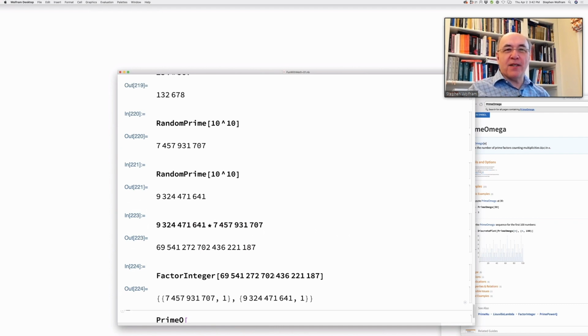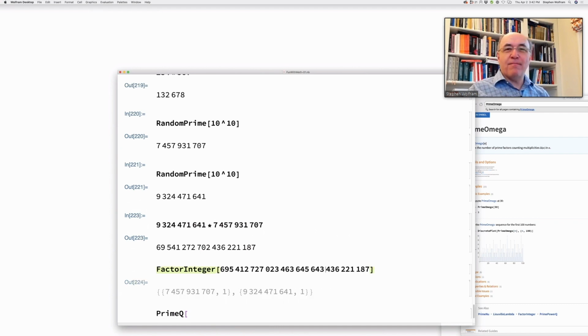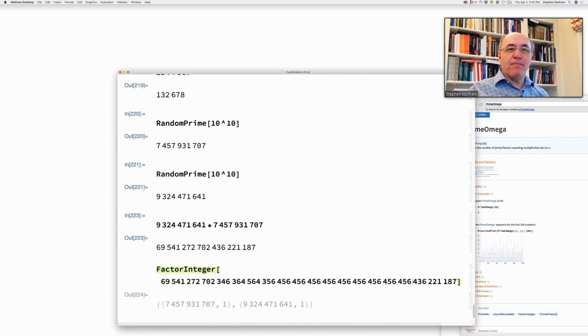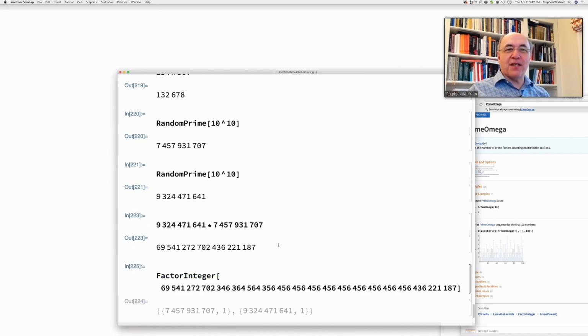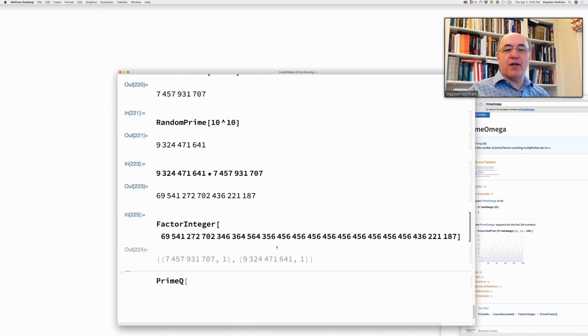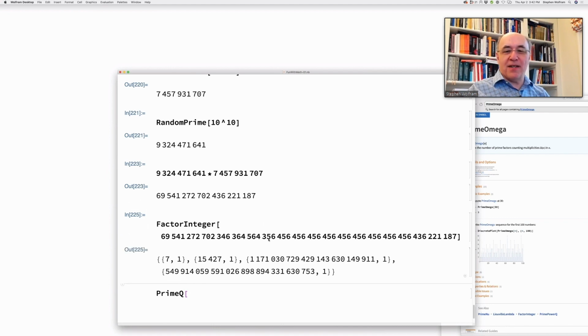If I make this number sufficiently long, it's just going to sit there and sit there and sit there, trying to figure out what the factors of that number are. Ah, I managed to get it in that case. Okay, two very long primes there, multiplied by some smaller numbers here. But I bet if I ask it, is that number prime?